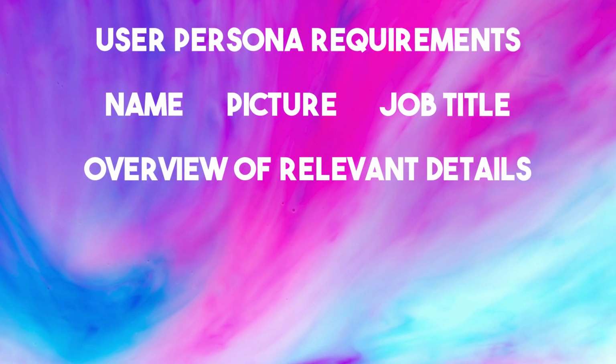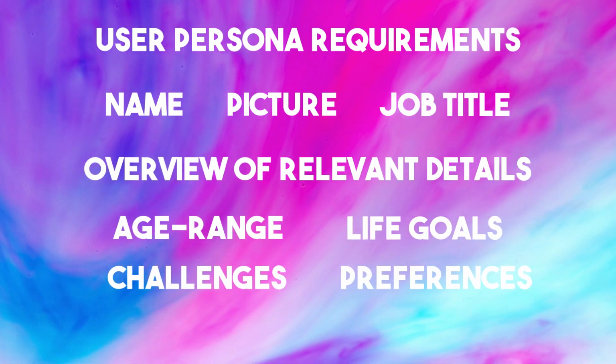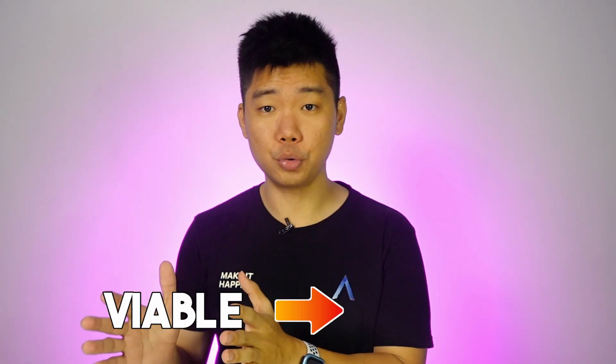You can have as many user personas as is relevant to your solution. Each persona should have a name, a picture, a job title, and an overview of relevant details such as age range, life goals, challenges, preferences, tech savviness, really anything that could affect their buying habits you want to know and you want your team to know. With a persona fleshed out, you can tailor your product to meet not just the needs of your users, but their wants. It takes your product from just viable to lovable.